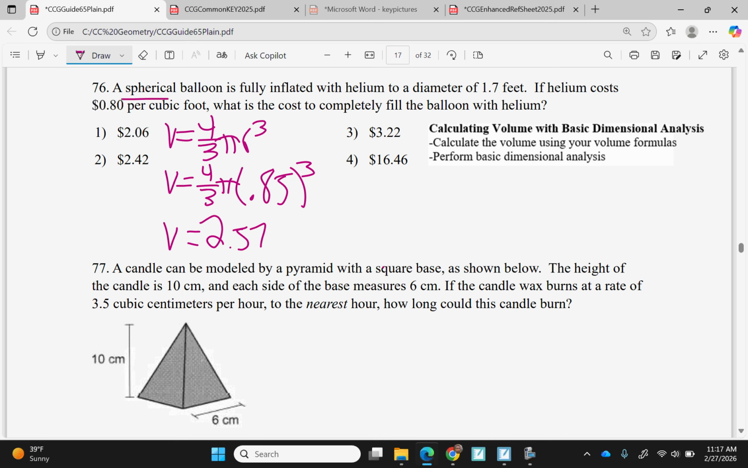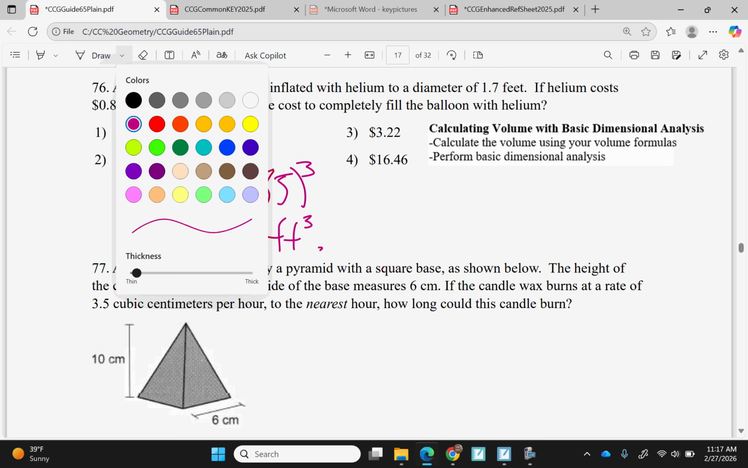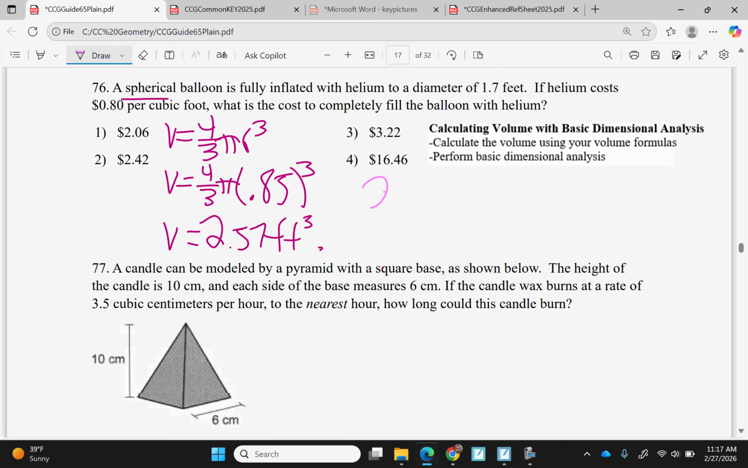Cubic feet. Now I start my dimensional analysis. So let's go a new color. Let's go back to pink. I've got my 2.57 cubic feet. I make a fraction. I want cubic feet to cancel, so cubic feet goes on the bottom. I'm looking for cubic feet.